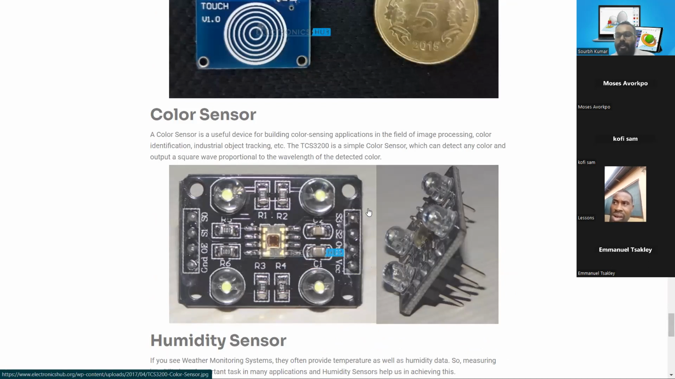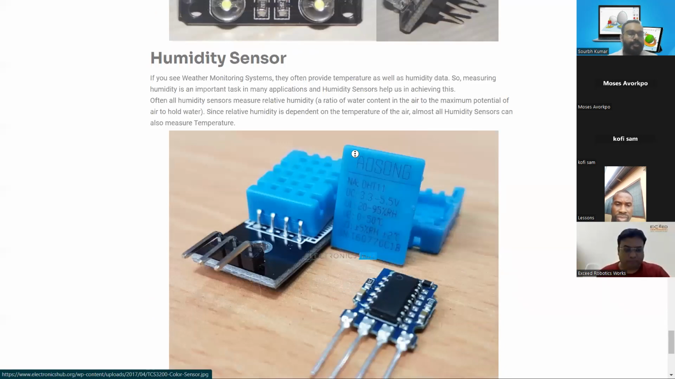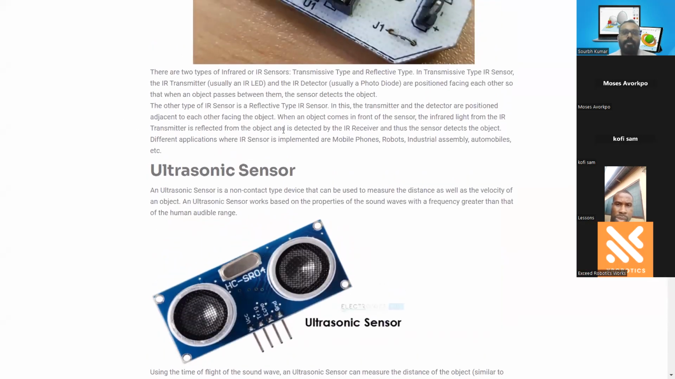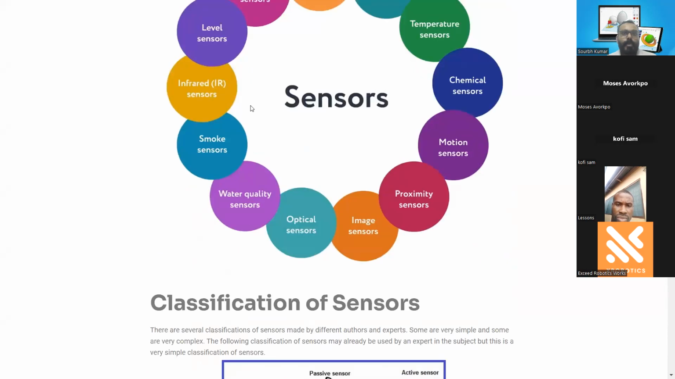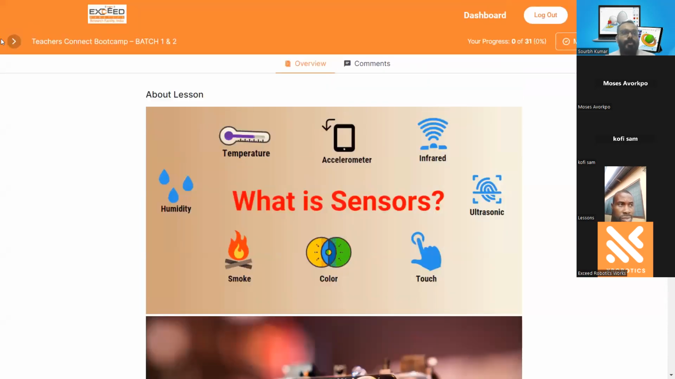So allow me a second. Okay, fine. So let me show you one of the examples in our LMS portal.